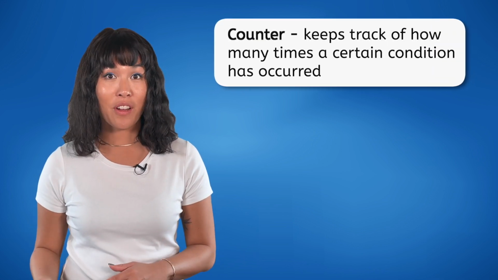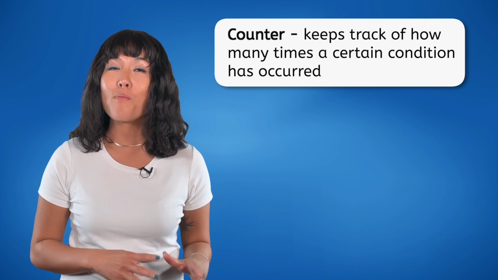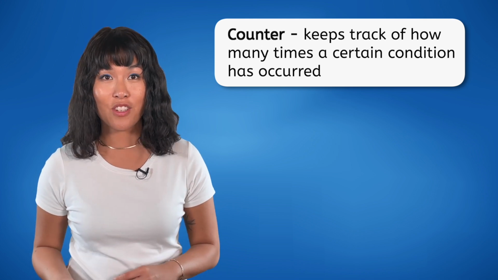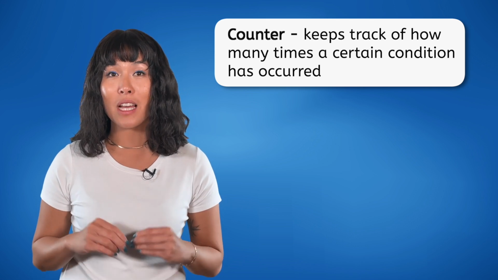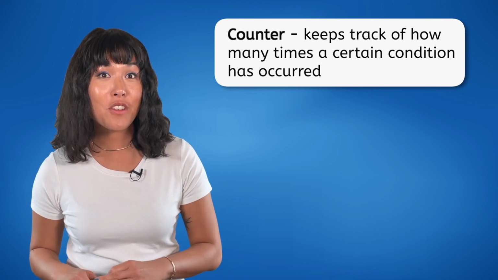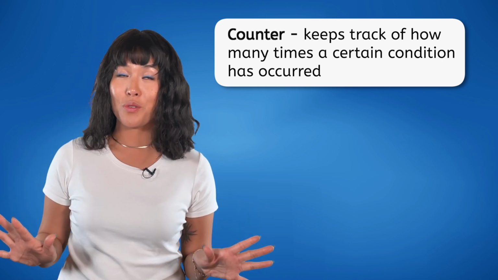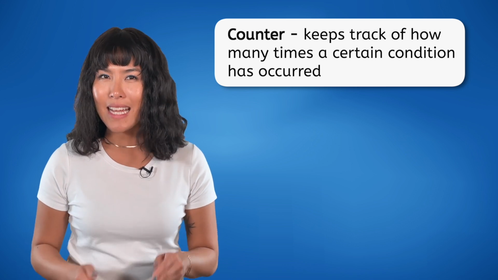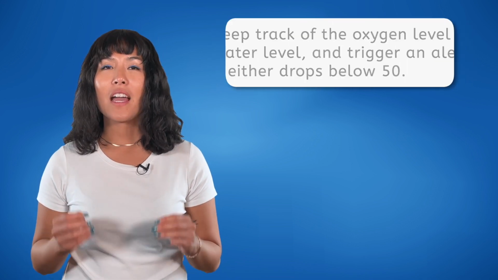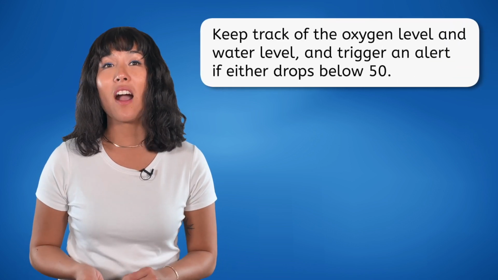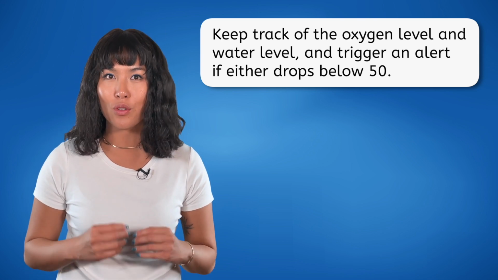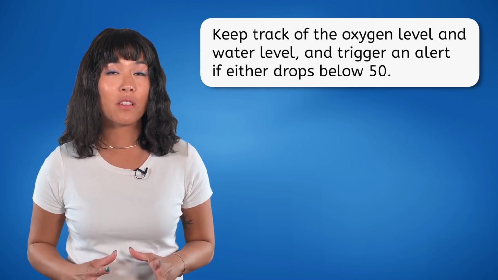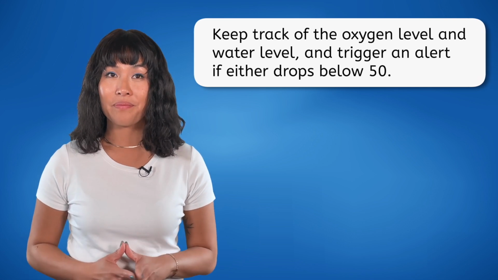Remember, counter variables can keep track of how many times a certain condition has occurred. Utilizing multiple counters in my loops can help me keep a vigilant eye on multiple situations. Take this, for example. I have a system that needs to keep track of the oxygen level and the water level in my engine cooling system and trigger an alert if something is wrong.